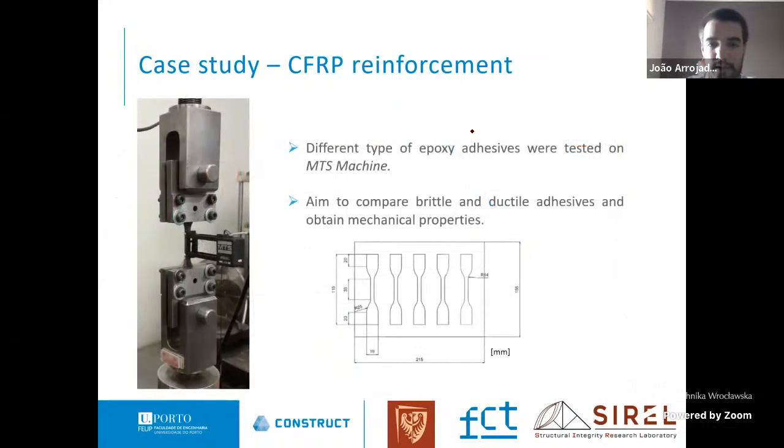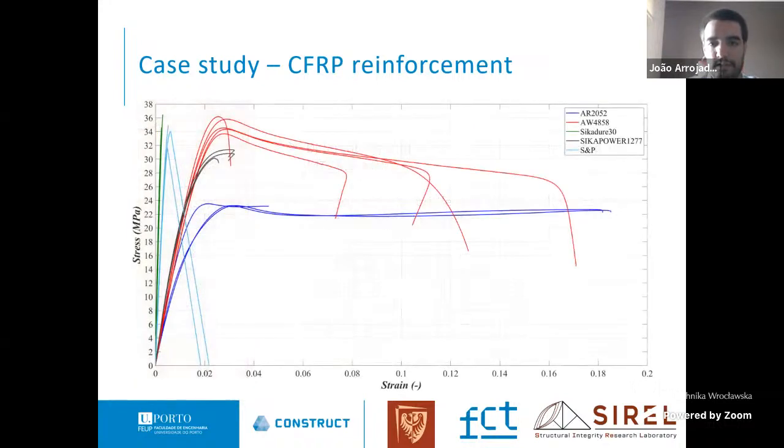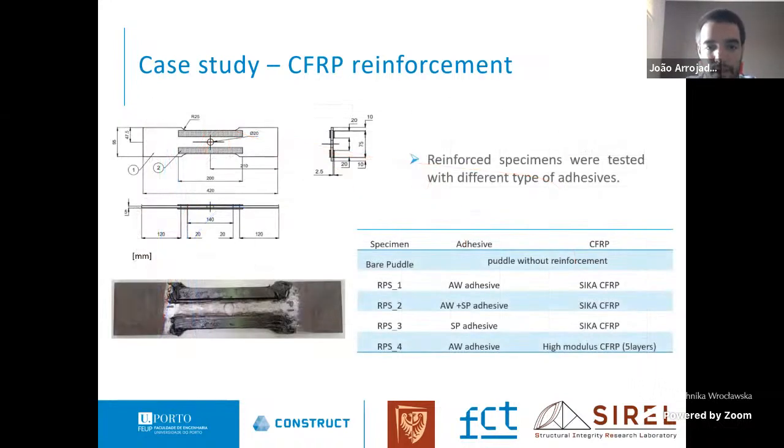This is the experimental setup for the epoxy adhesives that were tested on an MTS machine. The objective was to compare brittle and ductile adhesives and obtain mechanical properties. So here we can see that S&P, Sika Power, and Sika Dur show to be very brittle and high strength. And Araldite Y and AR are ductile adhesives, and they showed a really good performance in deformation.